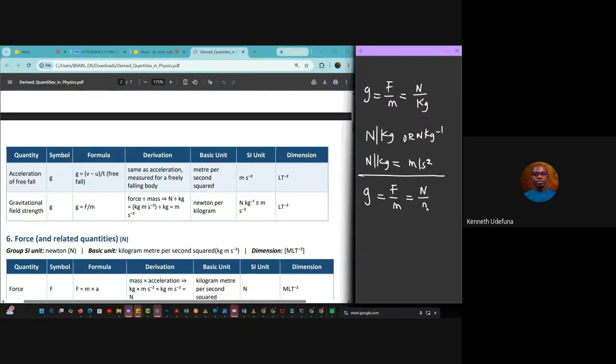Newton per meter. You now observe that this Newton, capital N, is not a basic unit. It's not a basic unit.